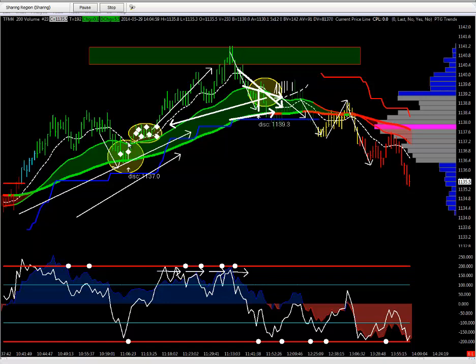We want to use the 13 EMA as a filter line. That's why we refer to it as our lead line.